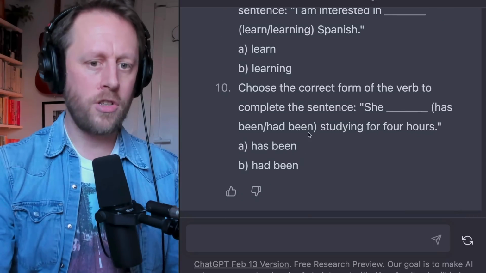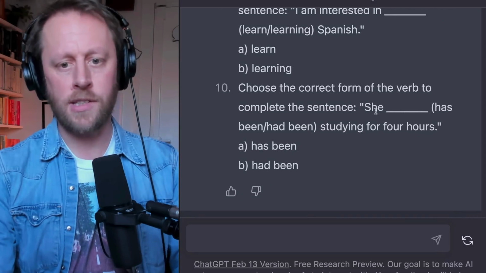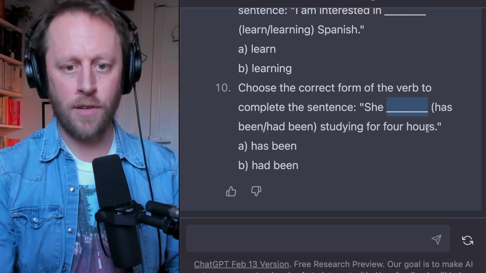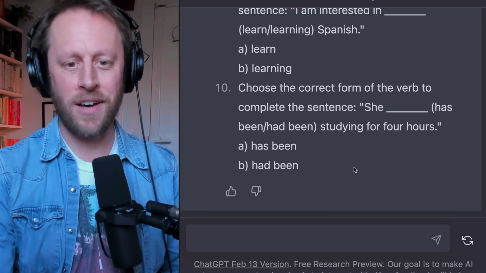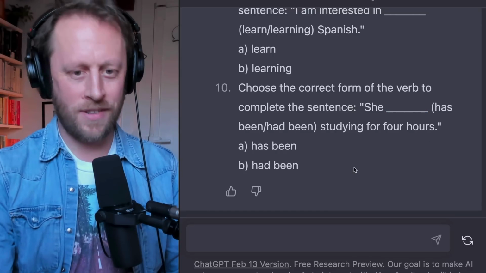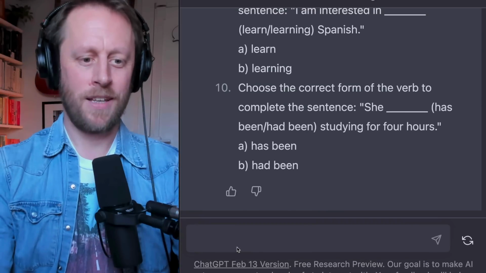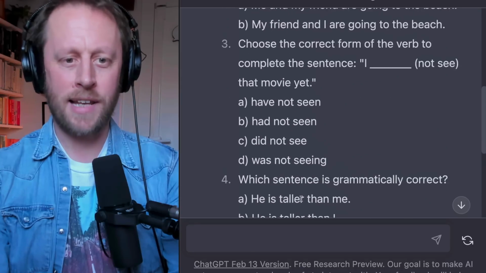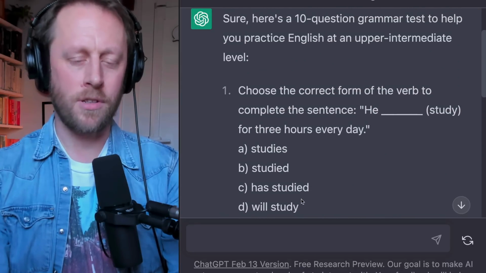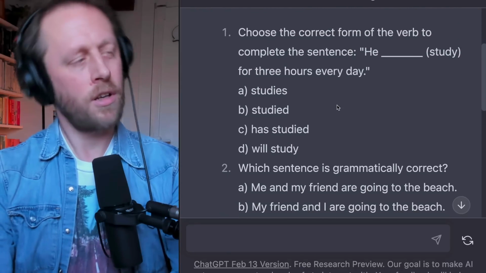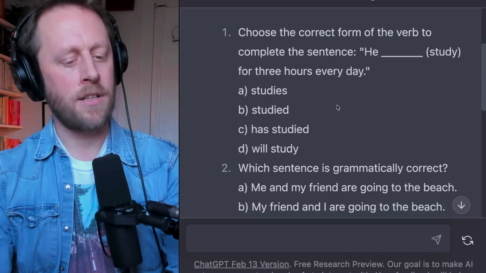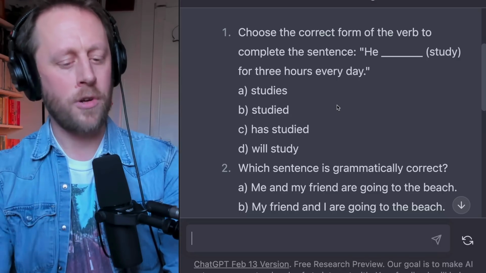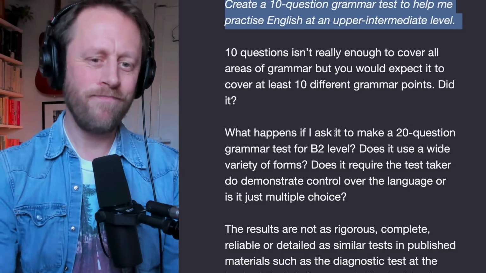And number 10, choose the correct form of the verb to complete the sentence. She, gap, has been or had been studying for 4 hours. It could be either. Again, it depends on the context, doesn't it? It's just like a rather random selection. And it also seems to give us questions that are aimed at native speakers and their use of English grammar, because a lot of those contain typical errors made by native speakers.